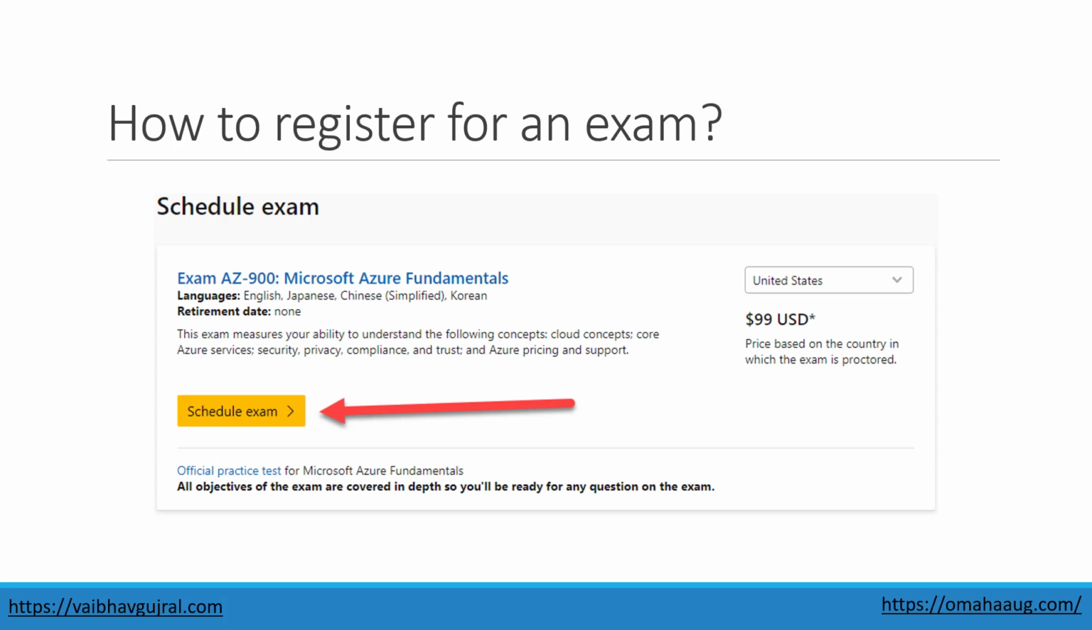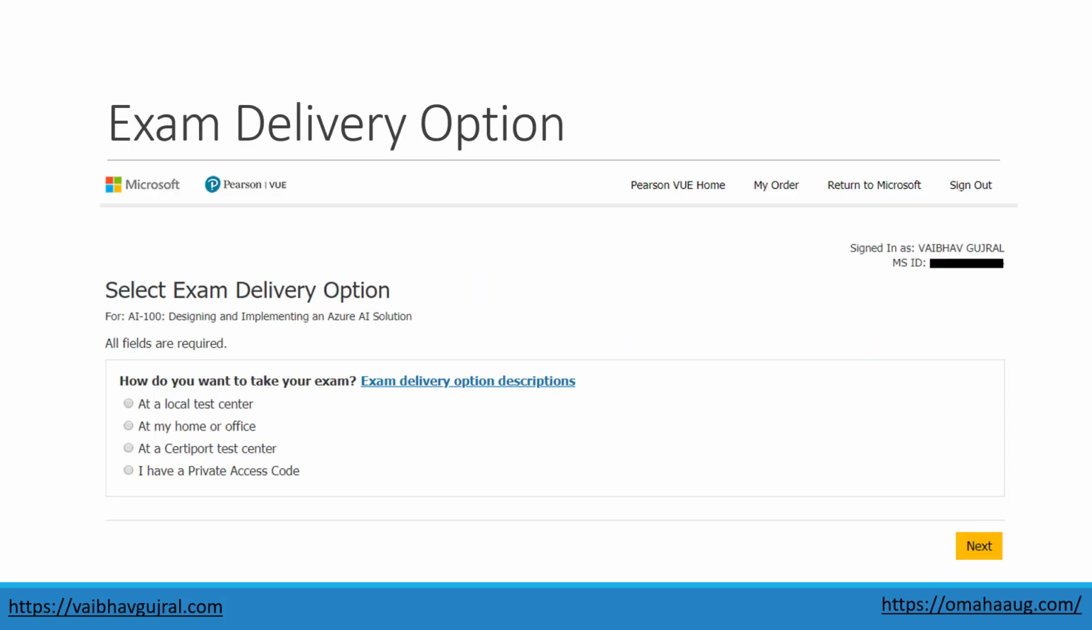Once you have identified the role-based certification based on your past role and work experience, the next step is to schedule an exam. For that, head to the web page for the exam that you are interested in and click on the Schedule Exam button under the exam title. Once you click on it, it will take you to a page to ask for basic details like name and address, and then to a next page to choose an exam delivery option. There are 4 different options available.